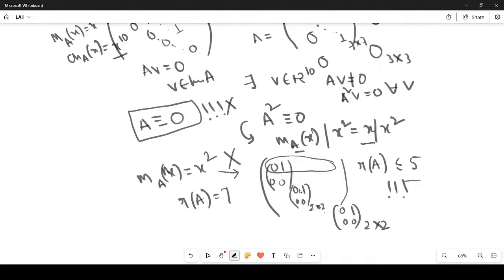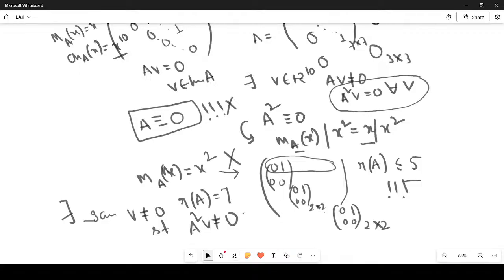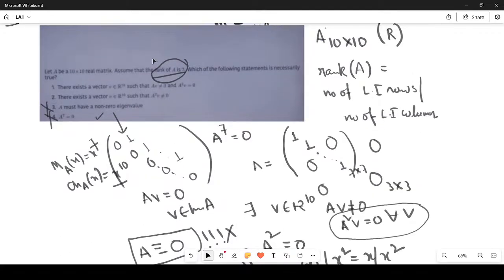So our assumption that A squared v is equal to 0 for all v is not correct. So we can say that there exists some non-zero v such that A squared v is also not equal to 0. In that option, there exists a vector v belonging to R10 such that A squared v is not equal to 0. This will be the correct one. And the statement "such that Av is not equal to 0 but A squared v equals 0" is wrong. So this will be the thing. Thank you.